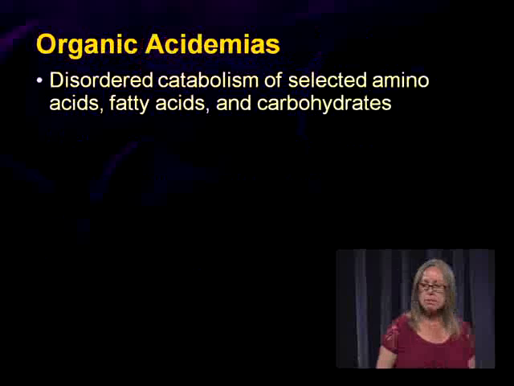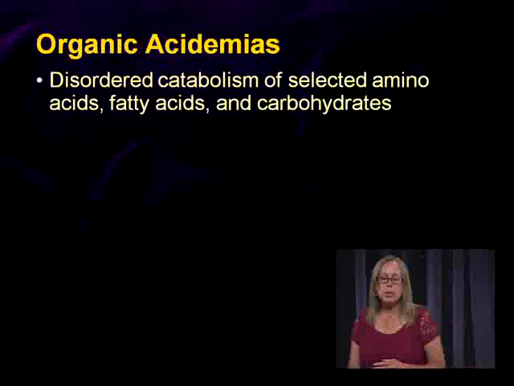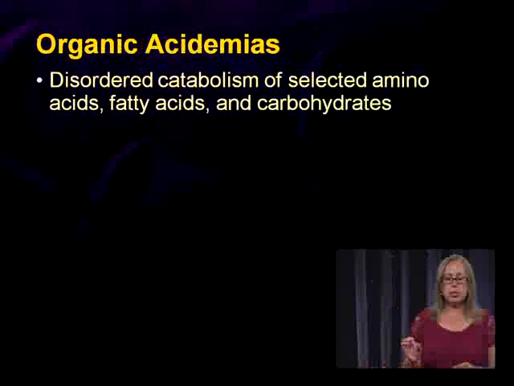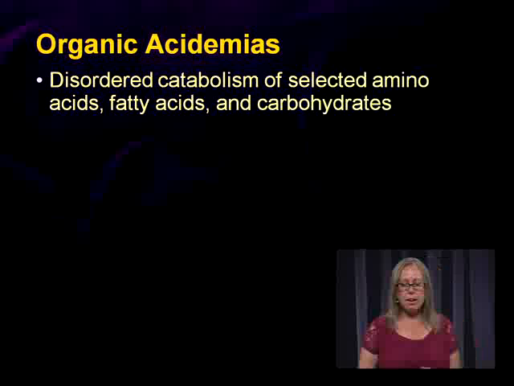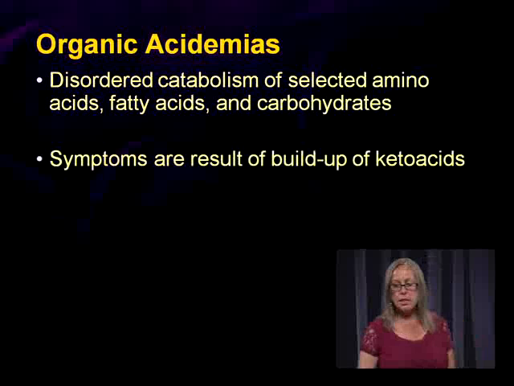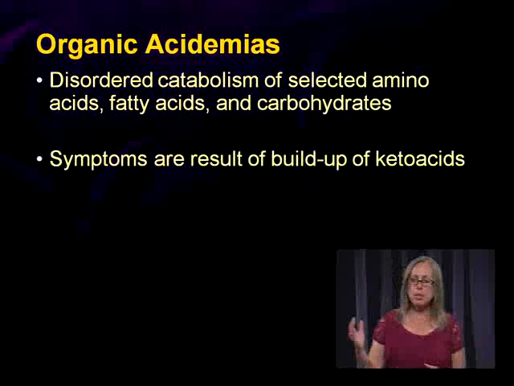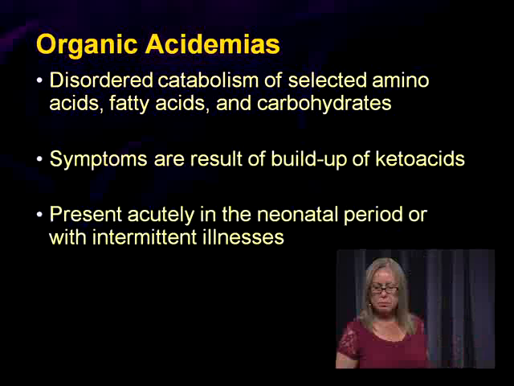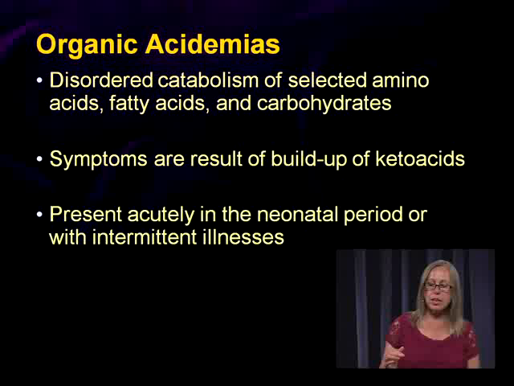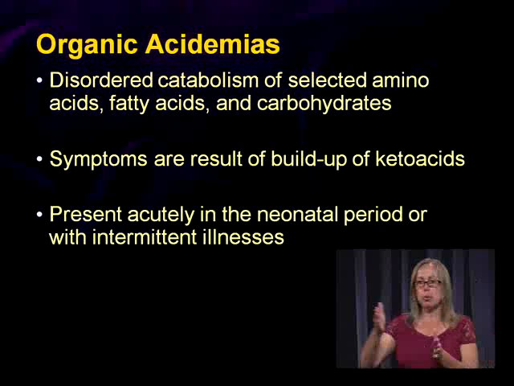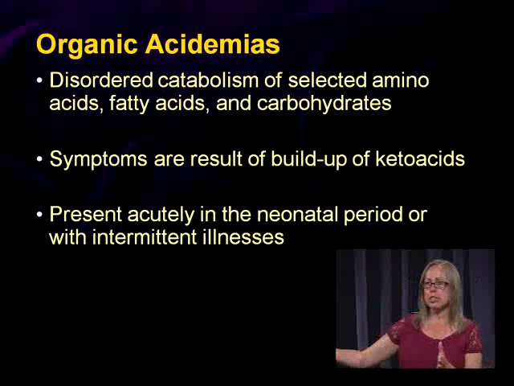So organic acidemias are a group of disorders that are due to problems with breaking down selected amino acids, fatty acids, and carbohydrates. And the symptoms result from a buildup of keto acids. They usually present in the neonatal period or with intermittent illness. So if it's really bad, you'll start off bad in the nursery. The more mild forms, you're going to wait until you get sick as a toddler and then go into a crisis.